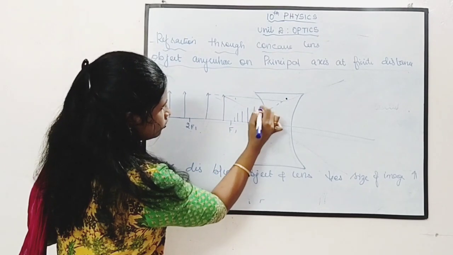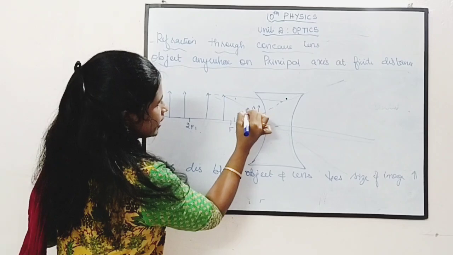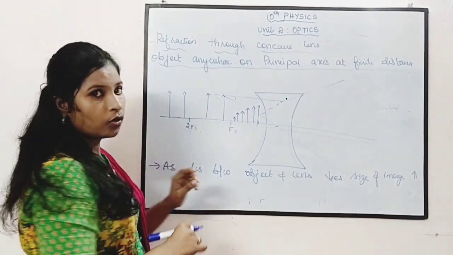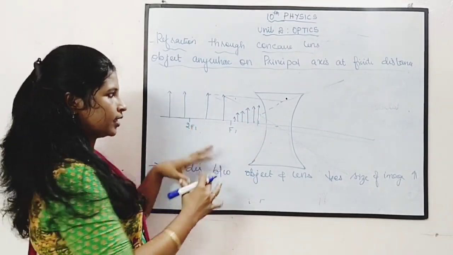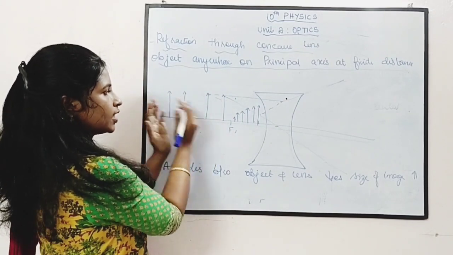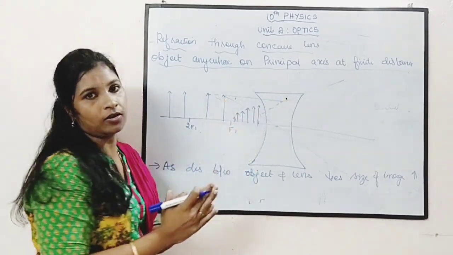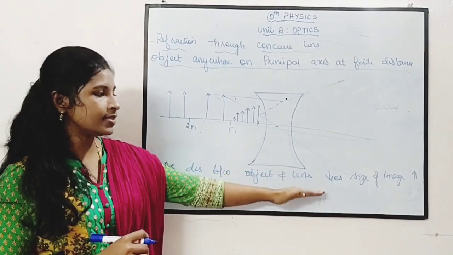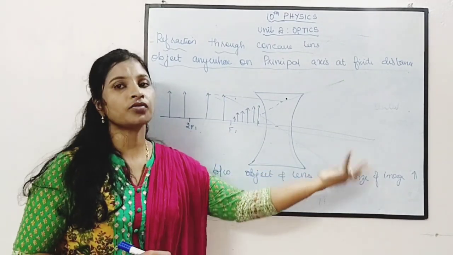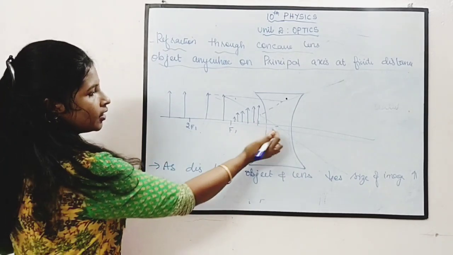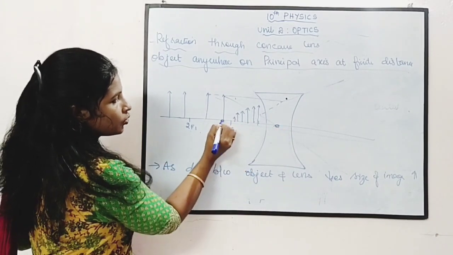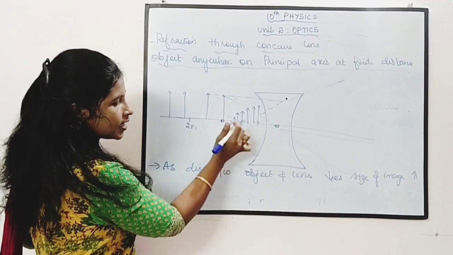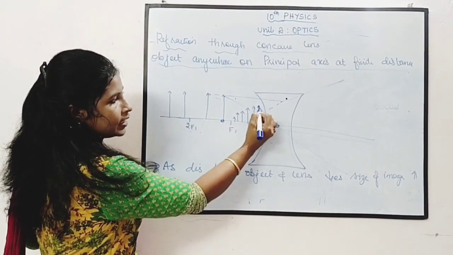This is the image you will be getting. I explained only one example. Similarly, if you place the object at different locations, your image will be obtained like this. So what is the nature? As the distance between object and lens decreases, size of the image increases. That is, as the distance between the lens and the object decreases, the size of the image increases.